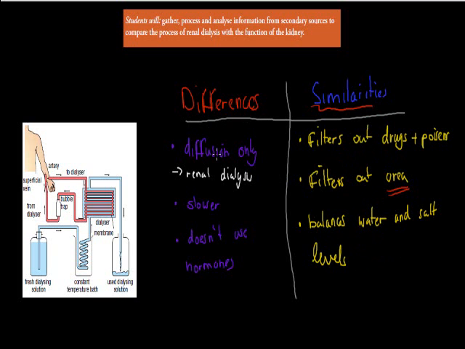The differences are that diffusion. So with the renal dialysis, we have diffusion only, whereas we have active transport and filtration and diffusion happening and osmosis when it comes to the kidney itself, right? So diffusion only in the renal dialysis machine, whereas we have more mechanisms in the kidney itself. Also, it's much slower. It takes quite some time, 3 hours at a time. You have to be in a hospital hooked up for this to happen, compared to the kidneys, which do that quite fast. And also, it doesn't use hormones, so it doesn't use ADH hormone or aldosterone, whereas obviously the kidney does.